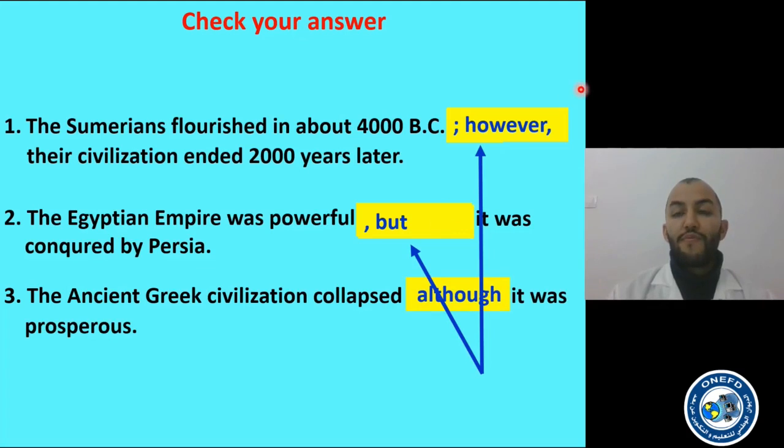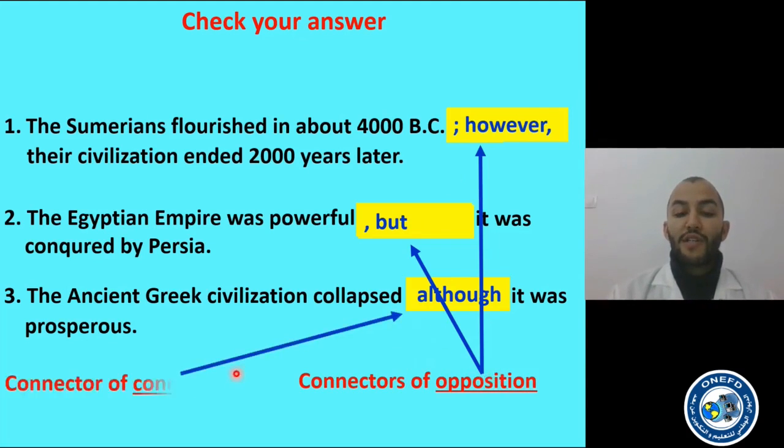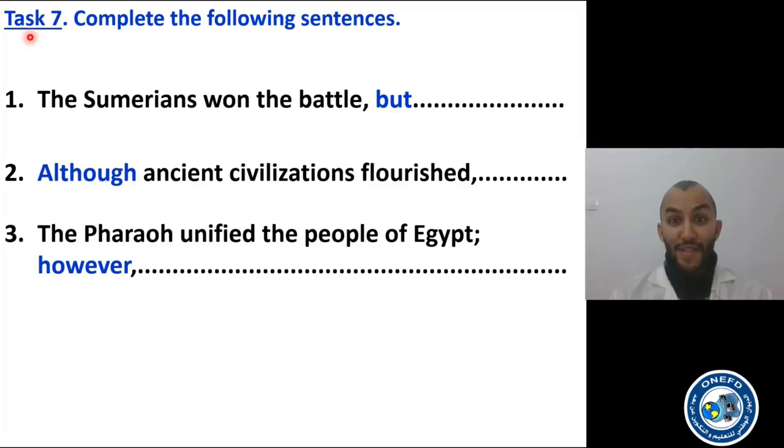Just a reminder, so you can make a difference between opposition and concession. However and but are connectors of opposition, but although is a connector of concession. Is that okay? Just for you to make a difference between them. All right, good job.